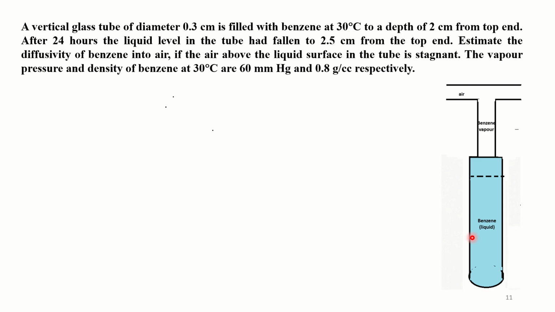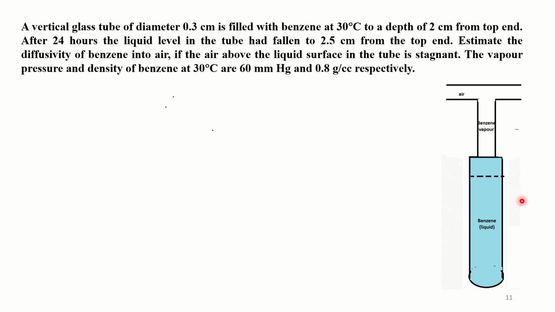There is a vertical glass tube which is filled with benzene liquid, and this is open to atmosphere. From the top surface of the tube, the liquid level is measured as 2 centimeter initially, and after some time, after 24 hours, the liquid level has fallen to 2.5 centimeter measured from the top surface. So the measurement refers to the height that is measured from the top surface of the tube to the liquid surface.